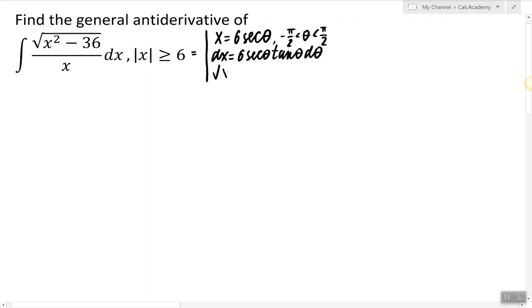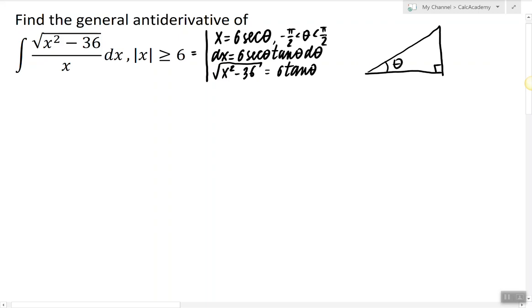Now dx will be 6 secant theta tangent theta d theta, and the reason why we are doing this substitution is because square root of x squared minus 36 will become 6 tangent theta. Now at the end we would have to go back to the original variable, and because of that we would like to construct this triangle that can help us figure out all the trigonometric functions of angle theta.